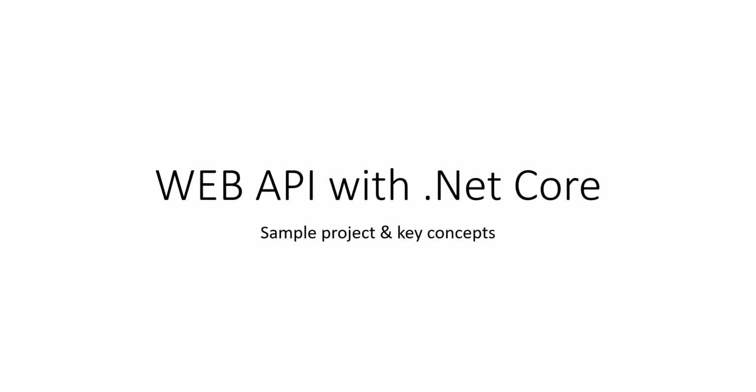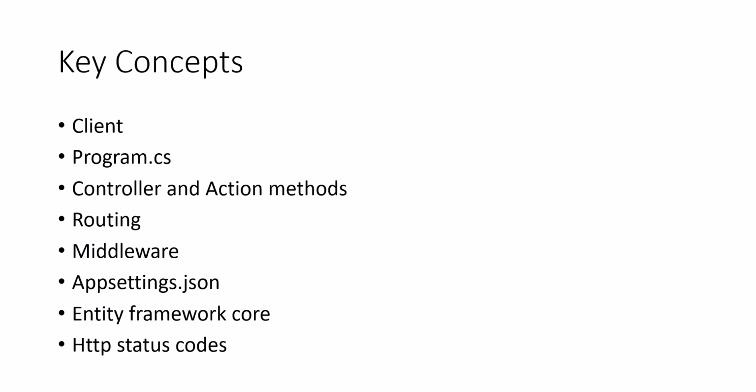In this video, we are going to talk about key concepts in the web API. In the earlier project, we have seen how we can create a sample web API project, and what all options we can configure while creating it. But in this video, we will talk about the key concepts that are involved in a web API, or terms we constantly hear about, right?